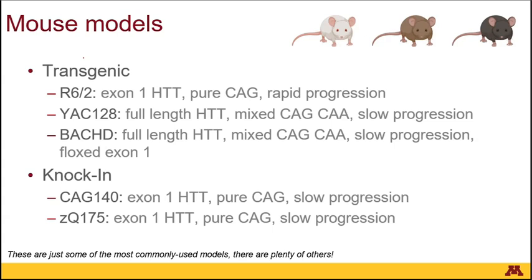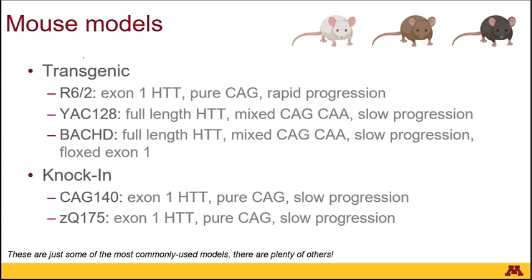Lastly, the BACHD mouse model has a floxed exon 1, which again is where the repeat expansion is. And so you can use cell type specific Cre viruses to remove mutant Huntingtin in certain cell types only. That's a really cool thing about this model, and it actually helped to do many of those cell type specific experiments that I showed at the beginning.